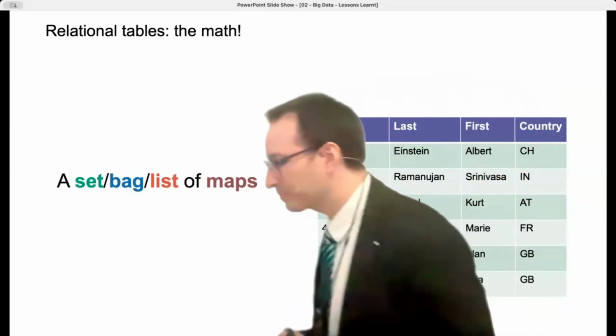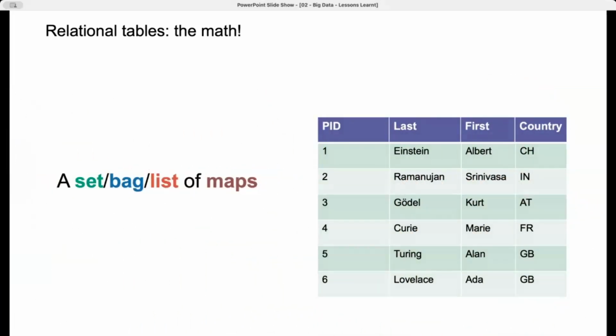So instead, what we do is that we consider a record to be a map, really. If you look at the first record here, 1, Einstein, Albert, CH, it's basically a map that maps PID to 1, last to Einstein, first to Albert, and country to CH, right? So that's a map. And what we have on this slide is 6 maps, 1 for each record. And so the table is a set of 6 maps. For whom is that clear?